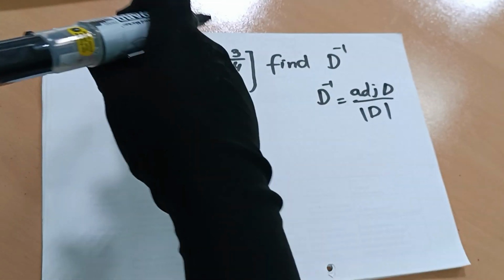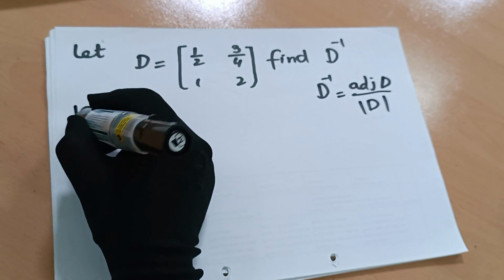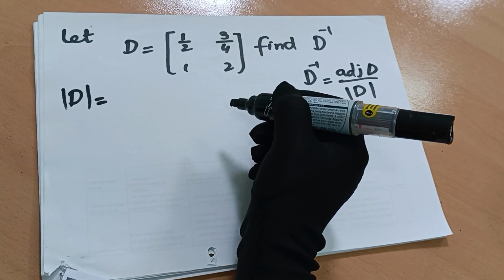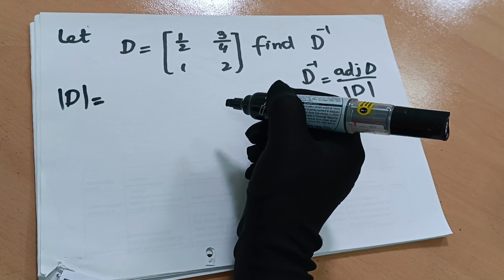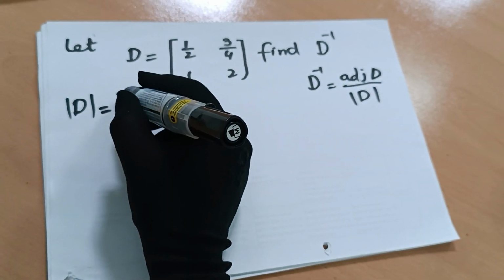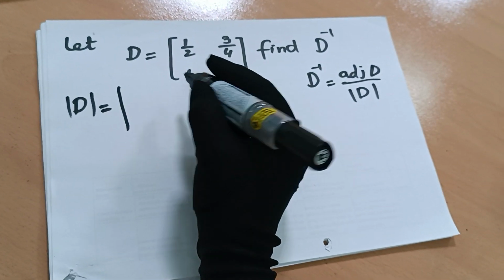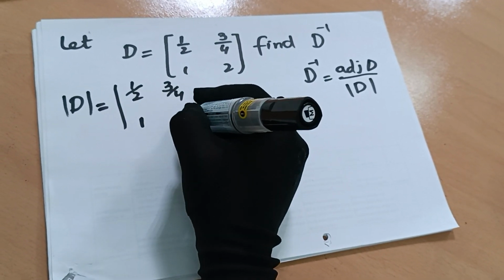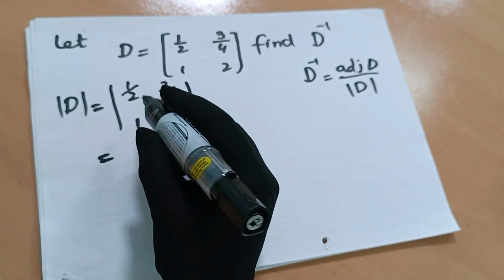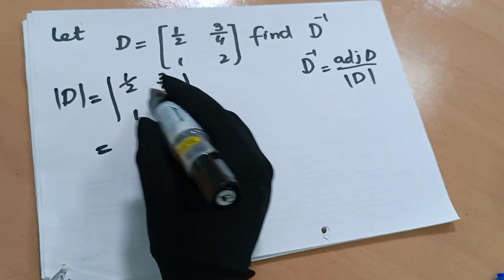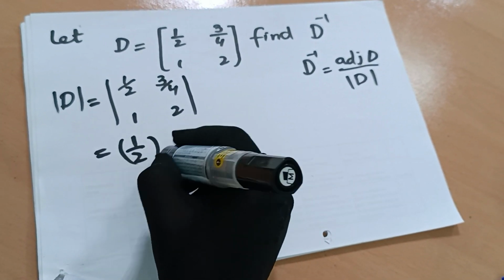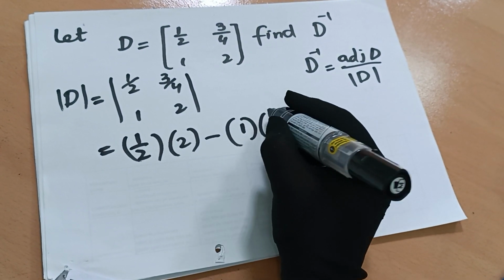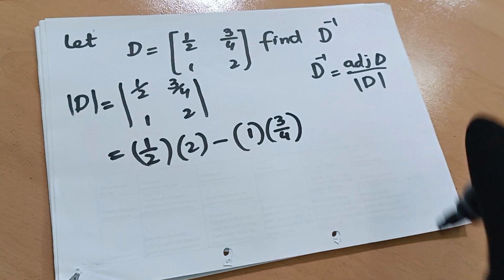So before that, every time we have to check whether the given matrix is singular or non-singular. So find out the determinant of the given matrix first. The matrix is 1 by 2, 3 by 4, 1, 2. So this is equal to the product of the diagonal, 1 by 2 multiplied by 2, minus the other diagonal, 1 multiplied by 3 by 4.